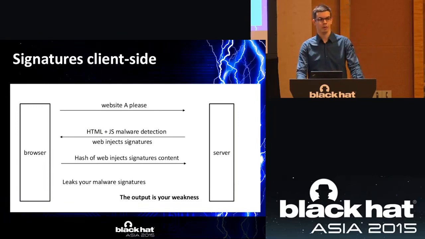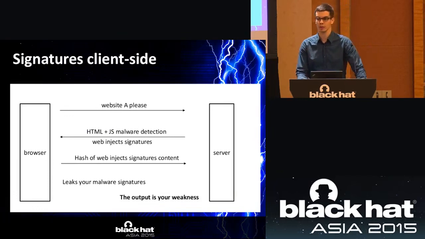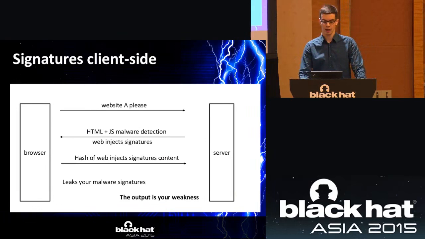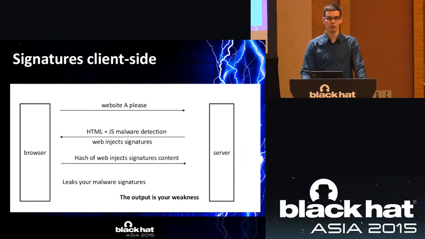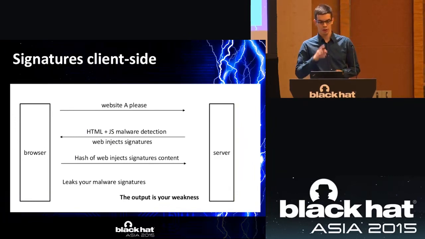In the second approach we found, signatures were checked on the client side. The scheme was quite similar. It was two parts as before: the initialization of the JavaScript and the reporting phase. So the signatures were checked in the browser and the result of the check was sent back to the server. Here the signatures were present in the browser.